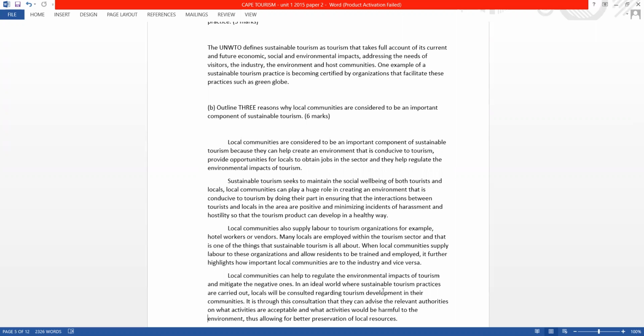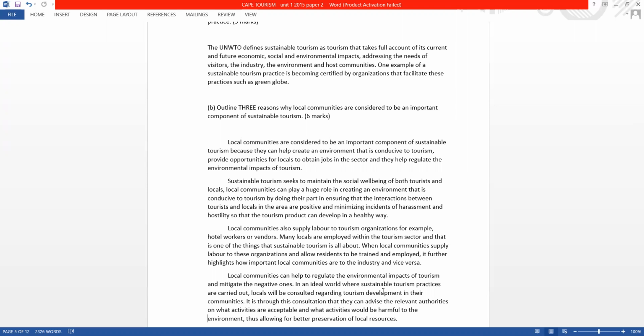So firstly now, the first point, the second paragraph says, sustainable tourism seeks to maintain the social well-being of both tourists and locals. Local communities can play a huge role in creating an environment that is conducive to tourism by doing their part in ensuring that the interactions between tourists and locals in the area are positive and minimizing incidents of harassment and hostility so that the tourism product can develop in a healthy way. So there we spoke about the importance of the community to the social well-being, right? The next one we say is that local communities also supply labor to tourism organizations, right? So we're talking about employment now, and that has to do with the economy.